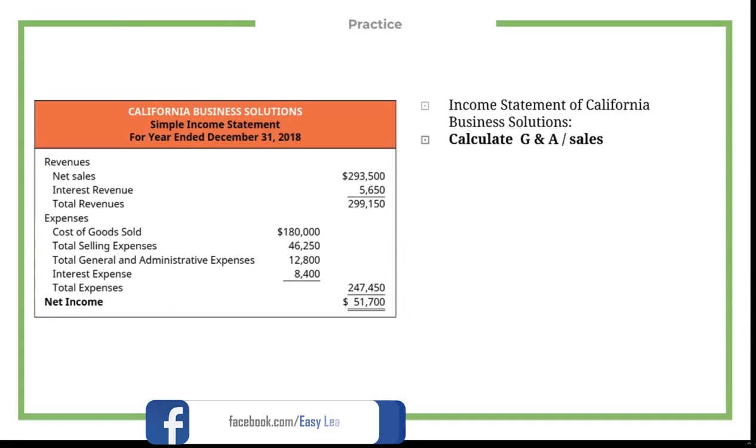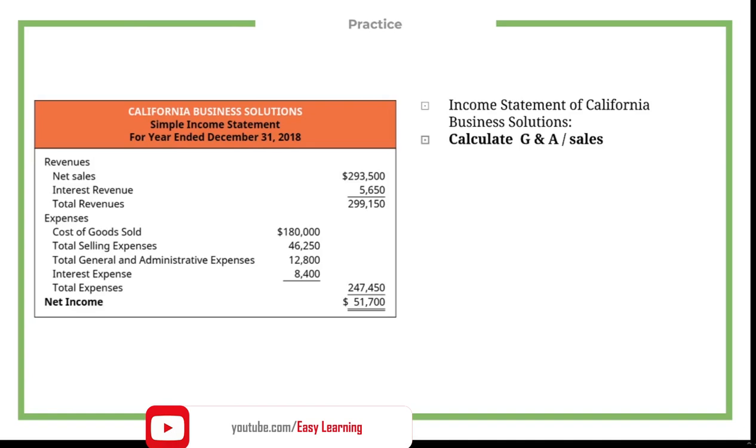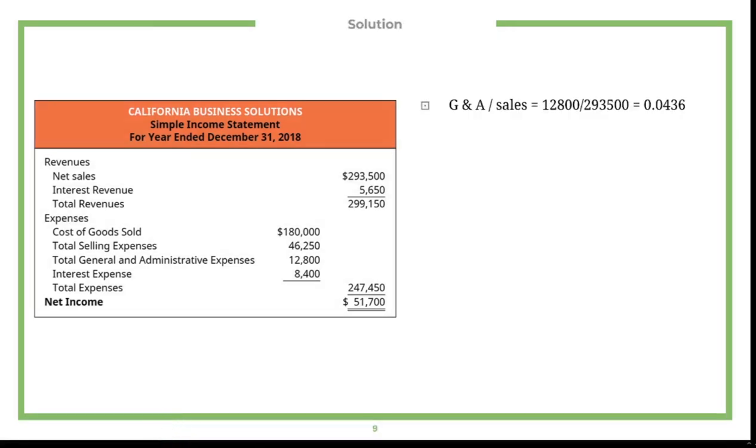So here's an income statement of California Business Solutions. And what I want you guys to do is to calculate the G&A over sales. So go ahead, pause the video and unpause when you're ready. So here's the solution. So G&A over sales, that's 12,800 over 293,500. And that gets you about 4.4%.